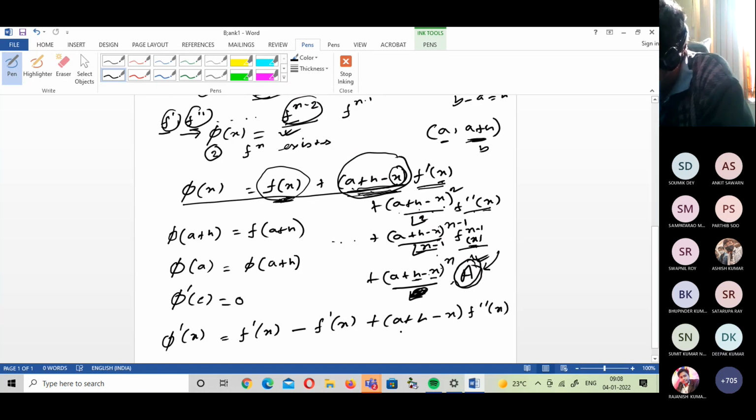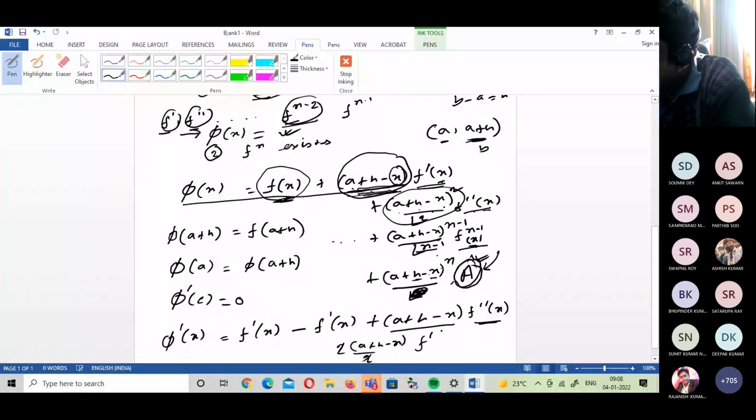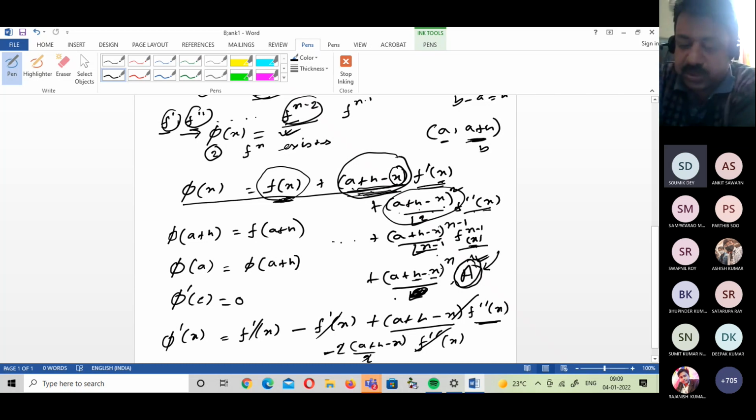Now a plus h minus x f double dash x, then look at the last term and the next term, it will be a plus h minus x. So if you consider it as u, then you can consider it 2 into a plus h minus x by 2. In this way, this will be f double dash x, so it will be minus 1. So this is also cancelled, this is also cancelled. In this way, all are cancelled. Which will remain? Last term will remain.